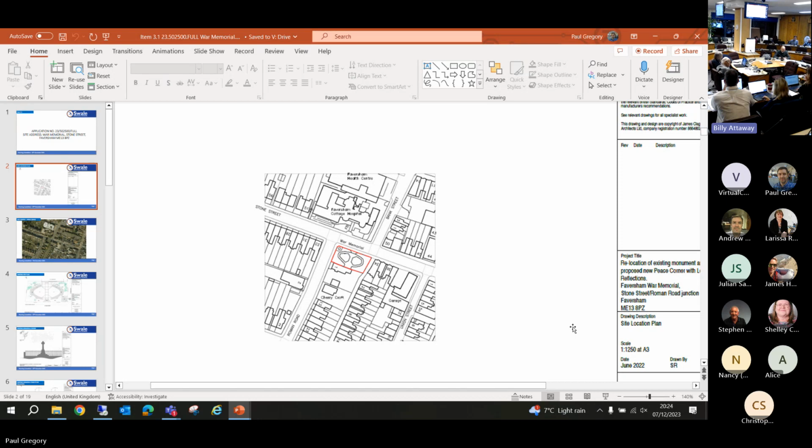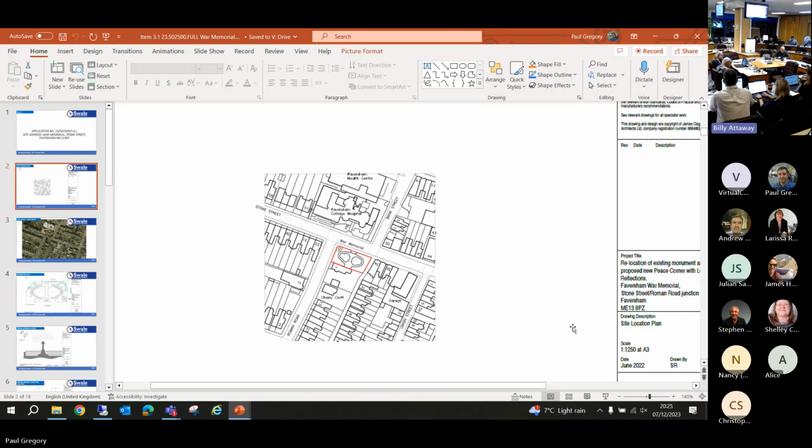So the relocation of the war memorial to the centre of the memorial garden, including the formation of a proposed new peace corner comprising interpretation boards with local reflections, raised bed for planting wooden crosses on site of existing war memorial base and associated access path, removal of iron railings cutting into the holly tree, repair and relaying of existing paving and additional repairs to the existing base. So that covers the planning application.